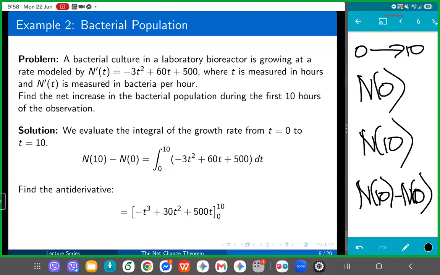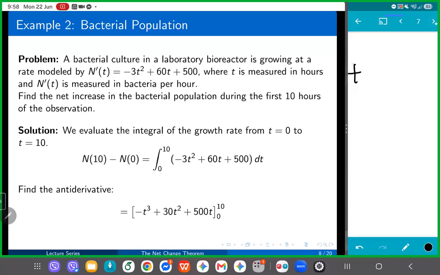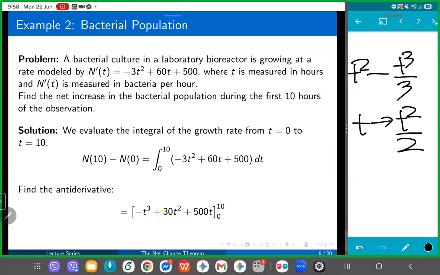You integrate, find an antiderivative of this one. You integrate it term by term. The integral of t squared is t cubed over 3, so you have the negative t cubed there. The integral of t is t squared over 2, so the 60 becomes 30. And then the integral of 500 is 500t.